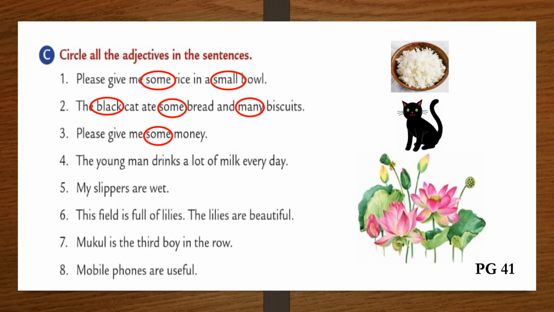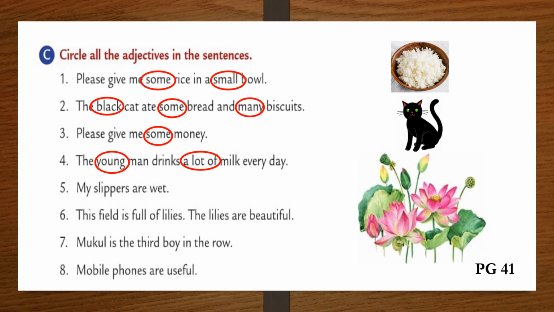Question number 4. The young man drinks a lot of milk every day. Find out the nouns and the words describing those nouns. Yes. First is man. Young tells us what kind of man. And a lot of is an adjective because it tells us how much milk he drinks. So circle both of these words.